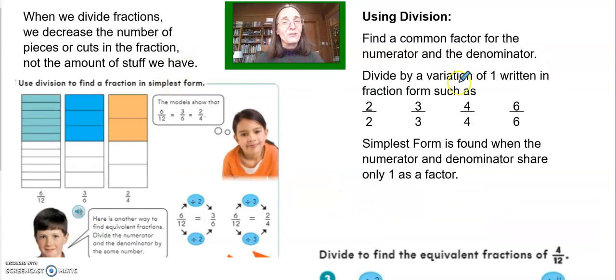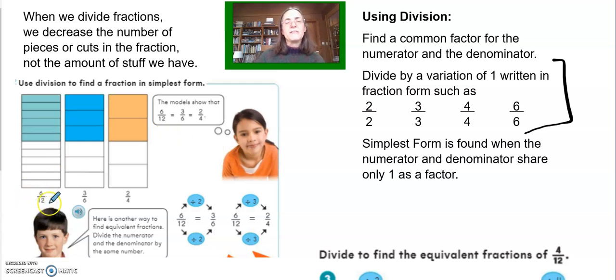Now, of course, if we can multiply, we can also divide. And again, this is where math gets so literally magical for me. We're going to do magic with math. Most of the time, math is not magical. But this is one time where I think it is. Using division, find a common factor for the numerator and the denominator, and then divide by a variation of 1 written in fraction form. What is she talking about?